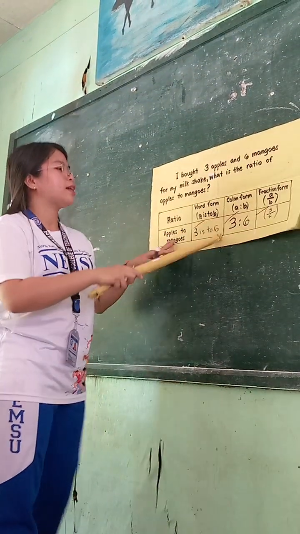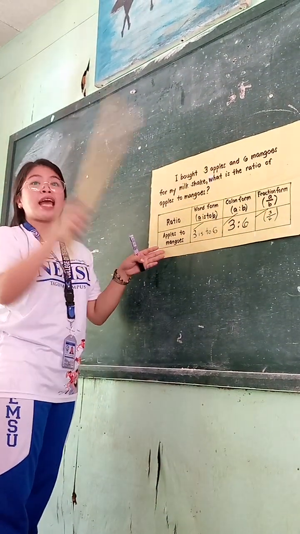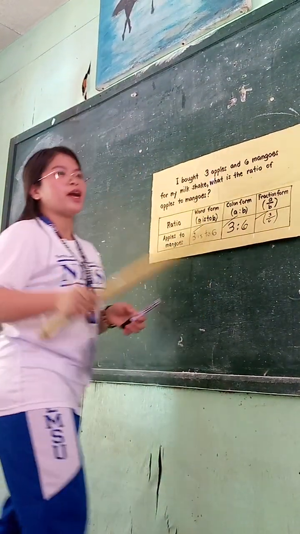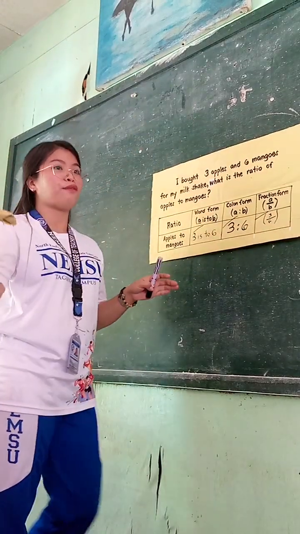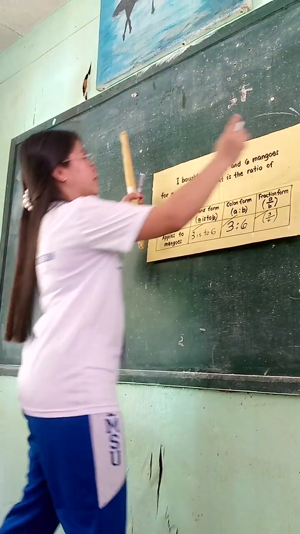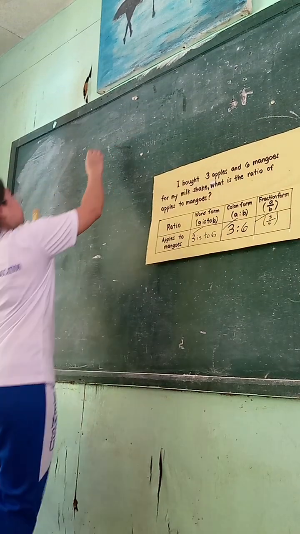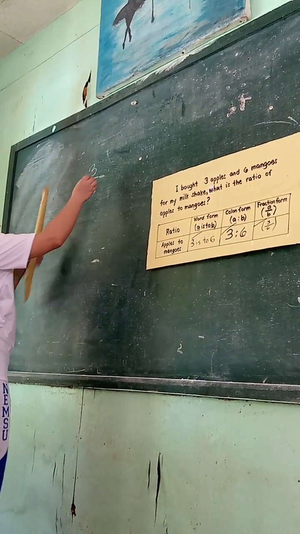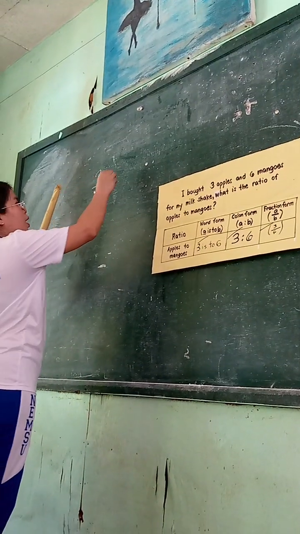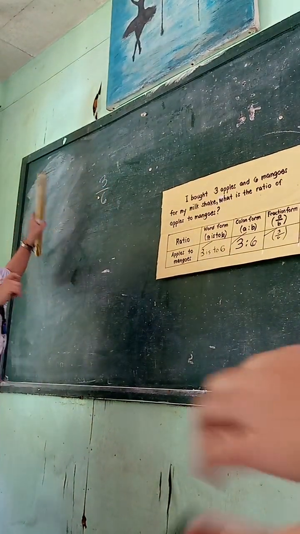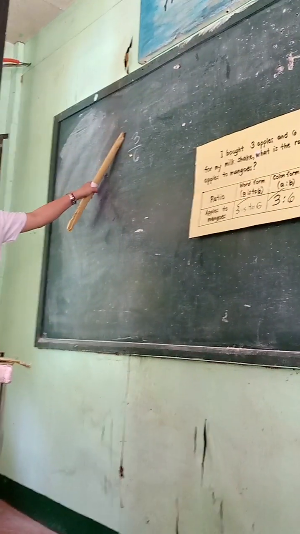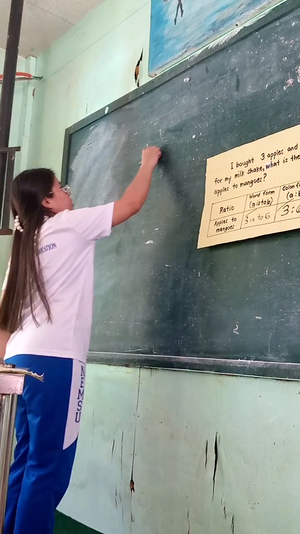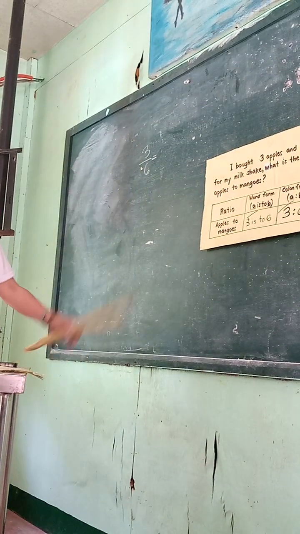So we can see that the fraction here can be simplified, right? We have 3 over 6. What is the number that can be divided into the two quantities? 3. Yes, so we can write it on the board to simplify the ratio.